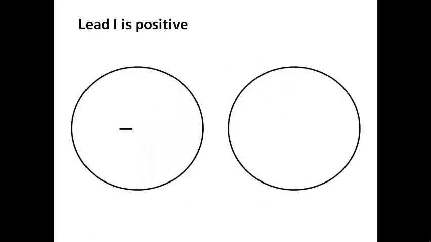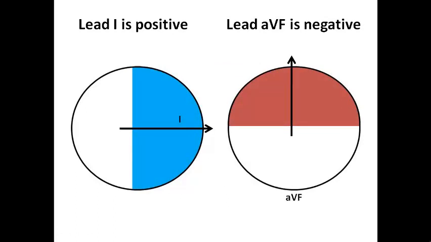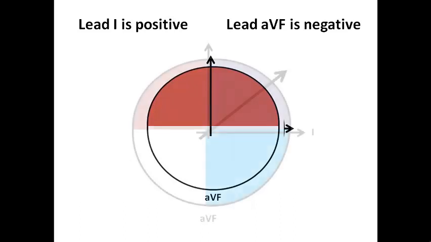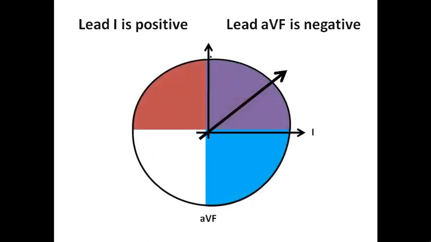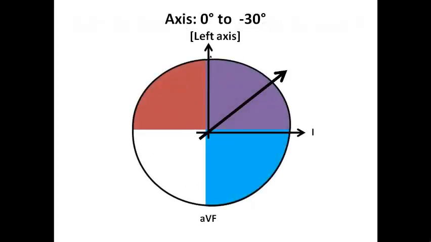Second example, lead 1 is positive and lead AVF is negative. So here lead AVF is negative, so the axis of ventricular depolarization is directed upwards toward minus 90 degrees. So if I merge these two images together, I can expect that the axis of the heart is between 0 to minus 30 degrees, so it is left axis.